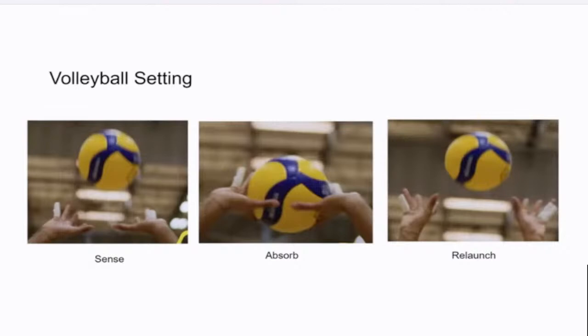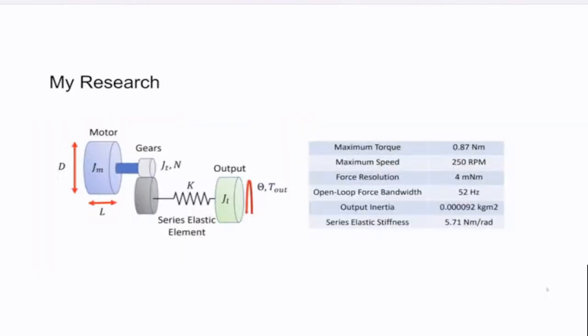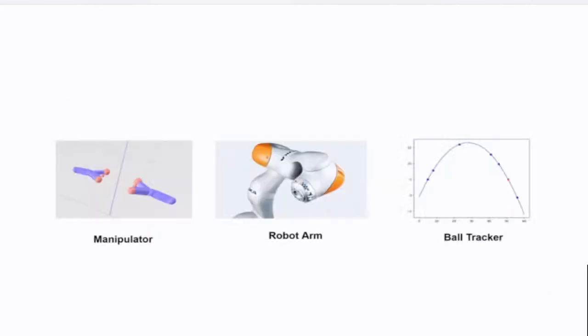There's three main components to this. We need to sense where the ball is coming from, we need to absorb it, and then we need to relaunch it to the desired position. My research focuses on making actuators for robotic hands, so I took the parameters from my fingers and input them as parameters for the simulation itself. There are three main Legos to our project: the manipulator, the robot arm, and the ball tracker.